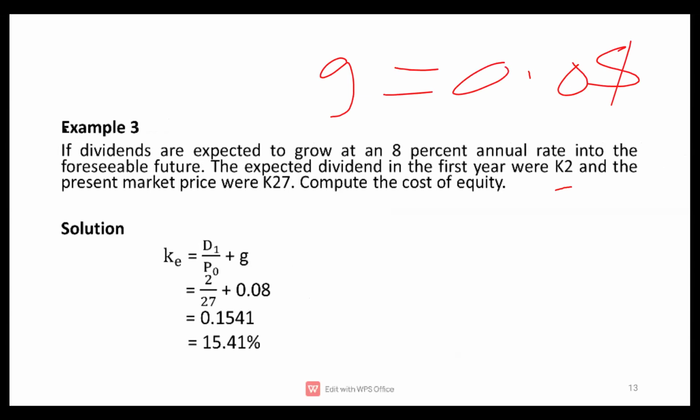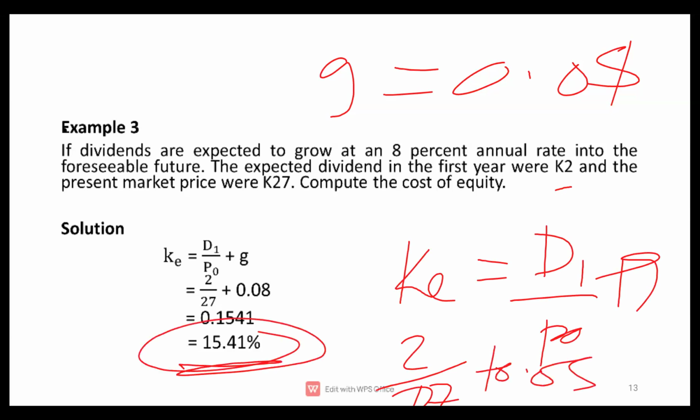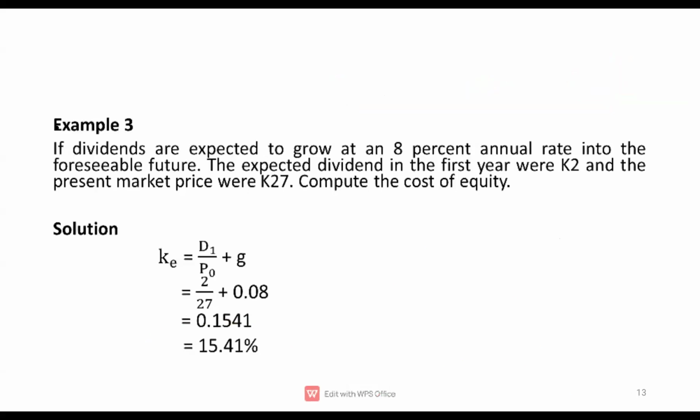Then the cost of equity shall be the dividend, D1, divided by P naught, plus g. So 2 over 27 plus 0.08, giving you 15%. So 15% shall be your cost of equity using the dividend growth model. So that's how it is used.